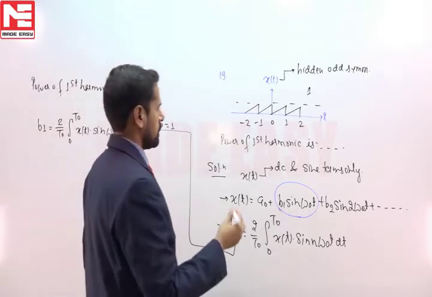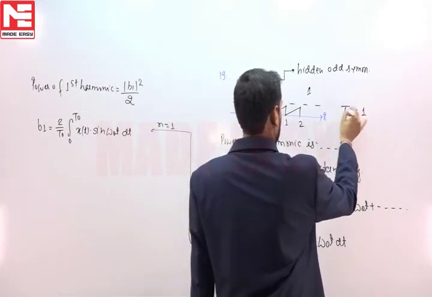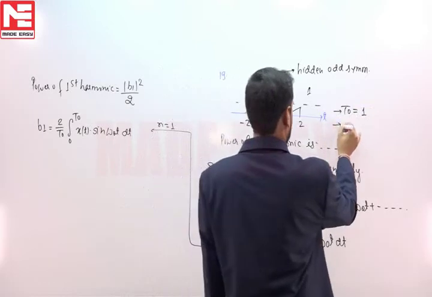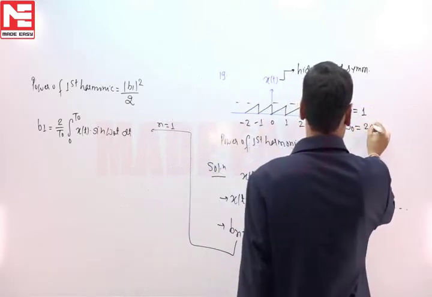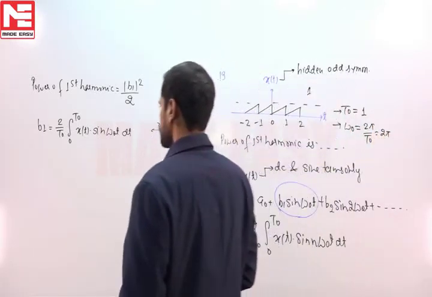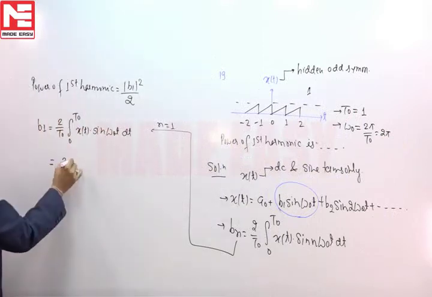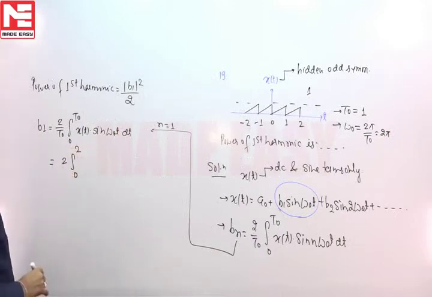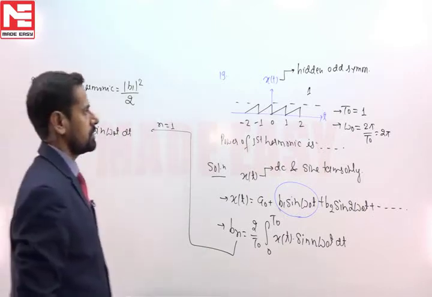Now, by observing the waveform, we can obtain the time period. The time period of the signal is 1, and if the time period is 1, then the value of omega naught by using this formula will be equal to 2 pi. So, we can write: 2 upon time period 1, integration 0 to the time period of this signal, which is 1.